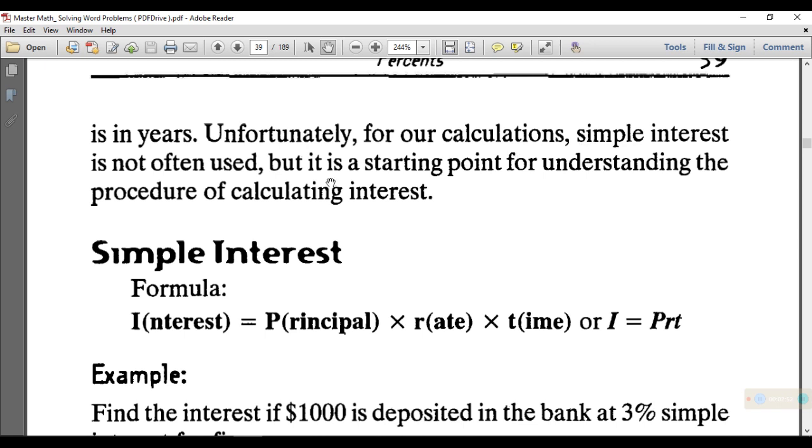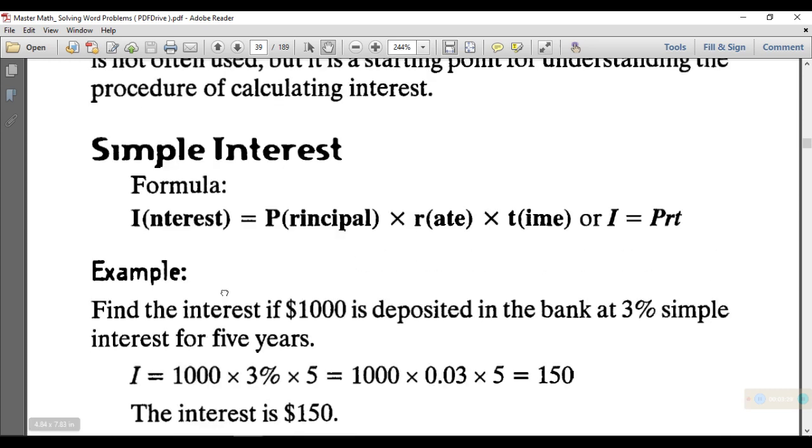Unfortunately, for our calculations, simple interest is not often used. Bakit? Kasi in reality, nag-accumulate talaga yung interest niya. Hindi ka naman mag-iiwan ng isang amount sa bangko na kung ano lang yung inilagay mo originally, yun lang ilalagyan ng interest, right? Parang lugi ka doon. So, dito sa mga bangko, sa atin, usually ang ginagamit ay compound interest.